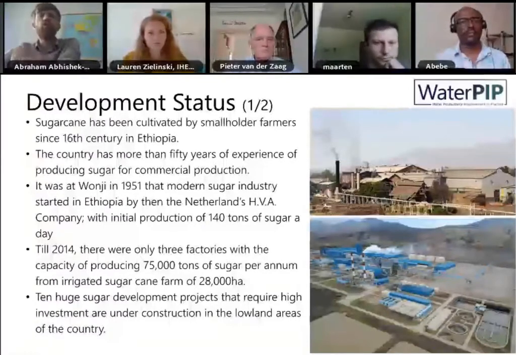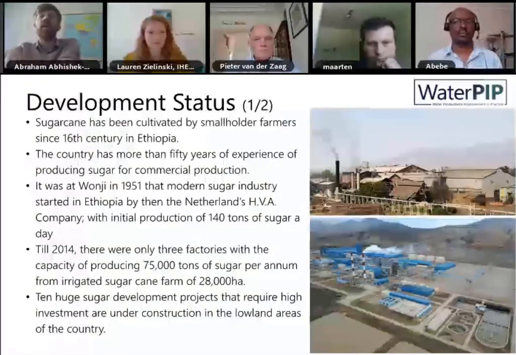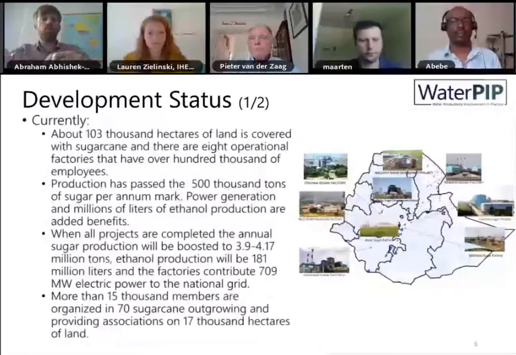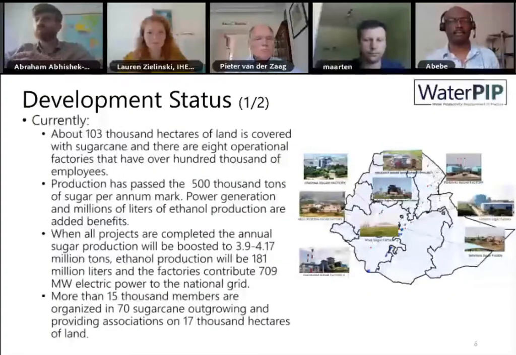At this moment, 10 huge sugar development projects that I already mentioned require high investments and are under construction in various lowland areas of the country. And that's an important point that I want to mention. What Abera is actually reflecting on is that the new developments are very much impacting the current sugar estates and their rehabilitation, so their intensification of produce.